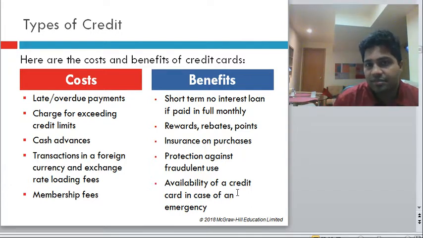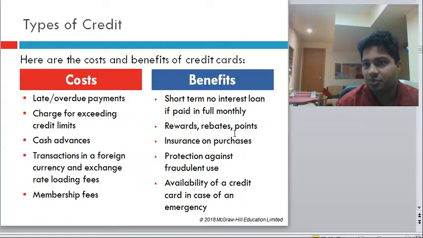Here are the costs and benefits of credit cards. The benefit is a short term no interest loan if paid in full. Rewards, rebates, and points. You get a lot of rewards and points based on your purchases. Insurance on purchases, because you can stop payment. If I don't like the goods, I can stop payment and then resolve it with the shop that I bought the goods from. Protection against fraudulent use.